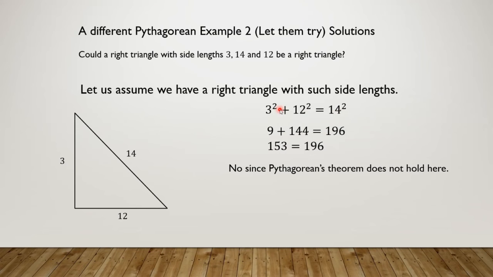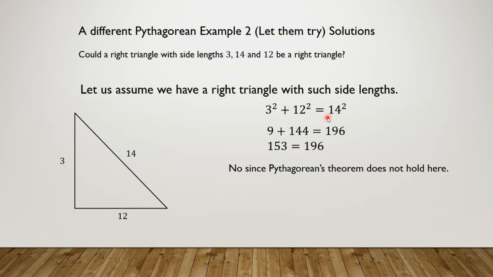You can get these numbers just by using your calculator. When you have this little 2 up here, it's an exponent. That just means you multiply the number with itself. So this is really 12 times 12, which is 144. 3 squared is 3 times 3, which is 9. 14 squared is 196.